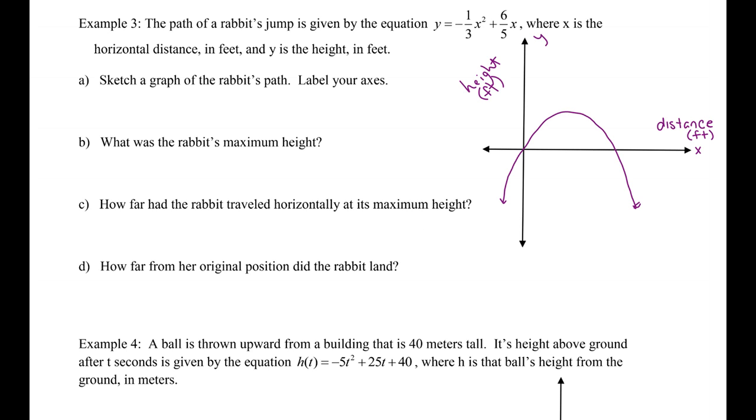Then it asks us for the rabbit's maximum height. So we're going to use calculate, and I'm calculating the maximum. And I want to go ahead and find the left bound and the right bound. It gives me the ordered pair 1.8 and 1.08. Because it's asking me for the height, that's the y value, so the rabbit's height was 1.08 feet.